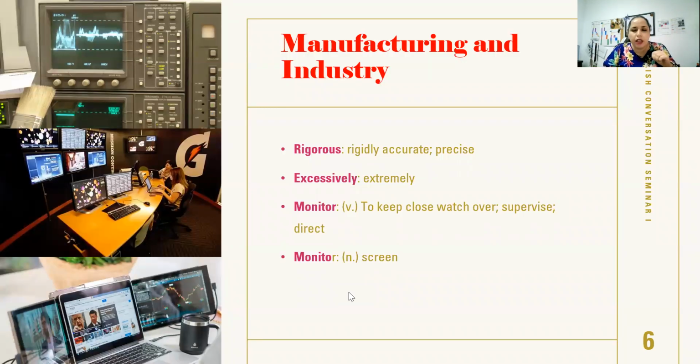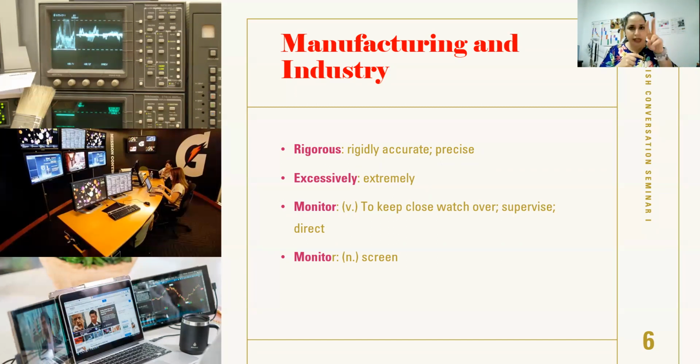I have four here. It's kind of like three words, but the last one, the third one, has two very different meanings, and both of them we use a lot in industry. Rigorous: rigidly accurate, precise. Very similar, the same root as in Spanish. Excessively: something that is extreme, extremely. And then monitor, as a verb, is to keep close, watch over, to supervise, direct.